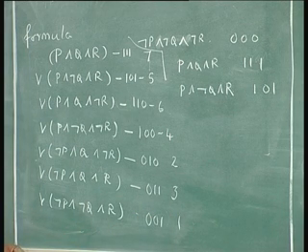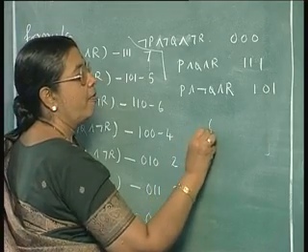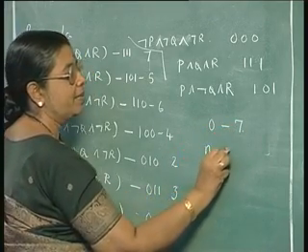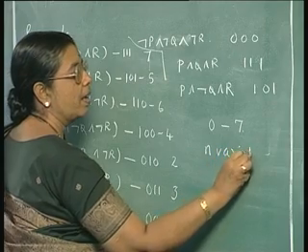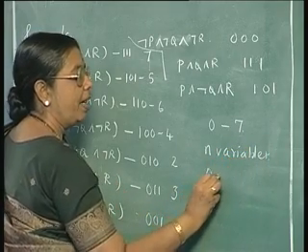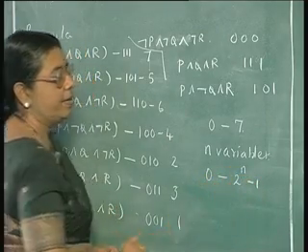So, you can represent the minterms from 0 to 7 in this case. In general, if you have n variables, the minterms you can represent by integers from 0 to 2 power n minus 1.